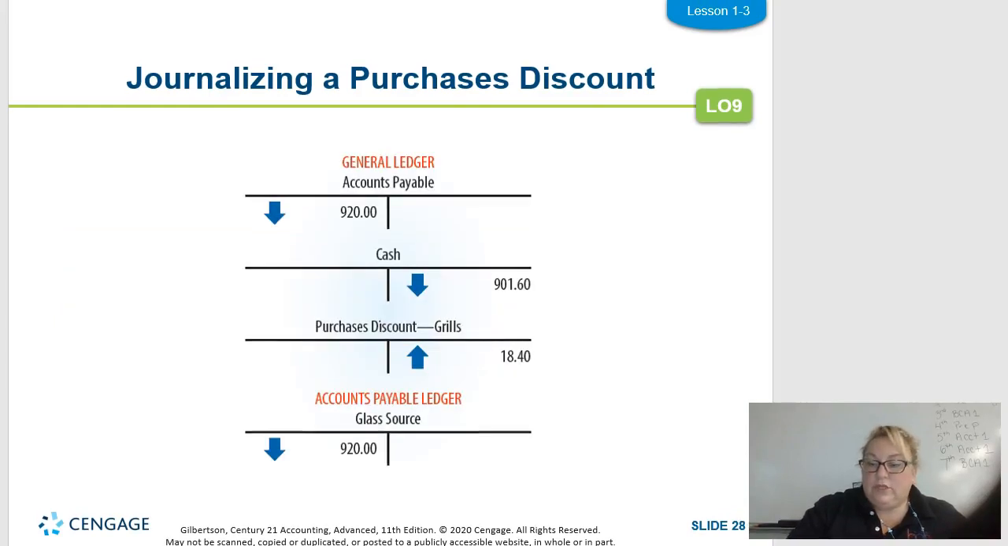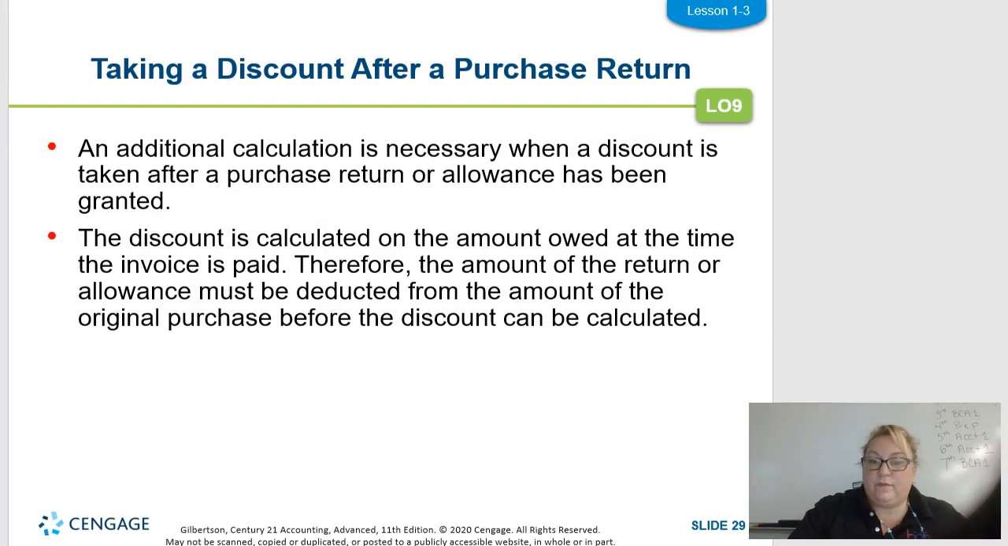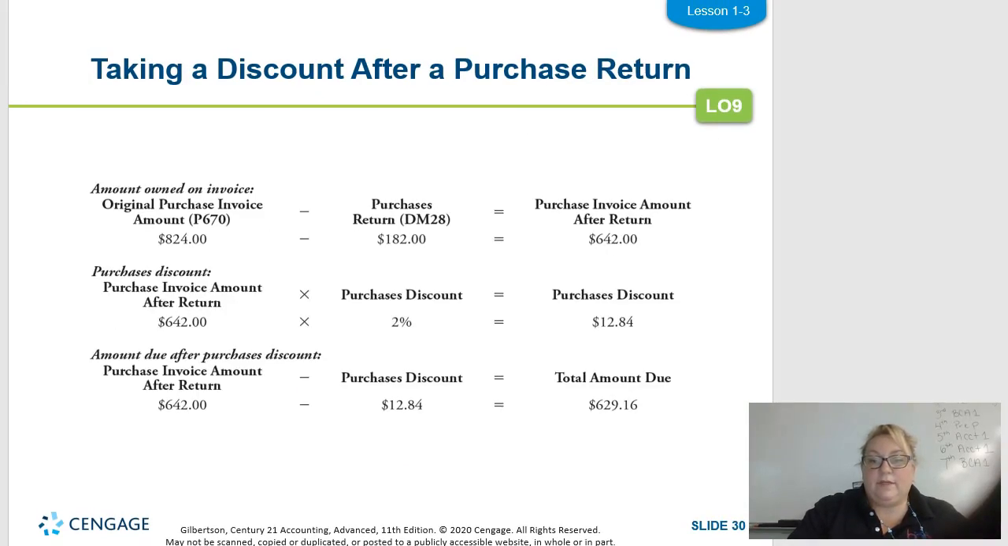So they show it to you in the T account. And then they talk about the discount and then how do you calculate it. So let's say on this example, they have an original purchase. All right, for P670, we returned some of that. We returned some of that purchase, so we returned $182. So that left us owing that $642. That's where those numbers come from.